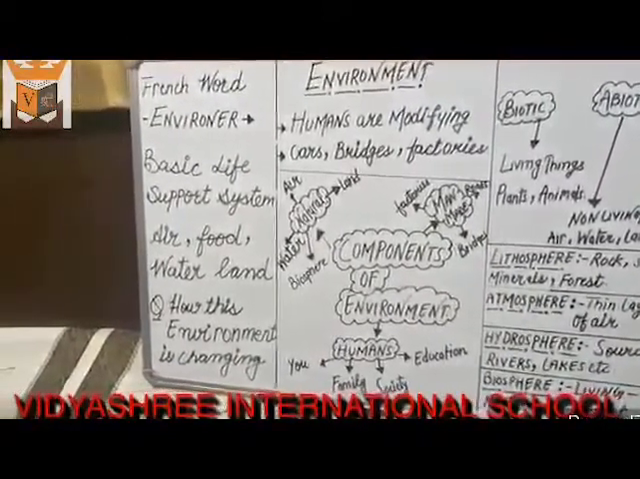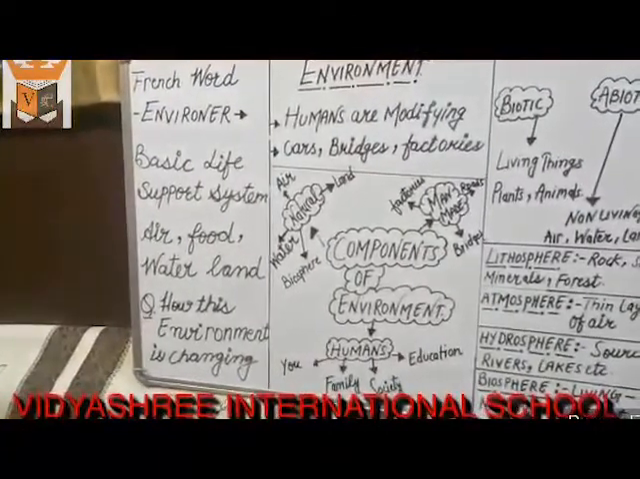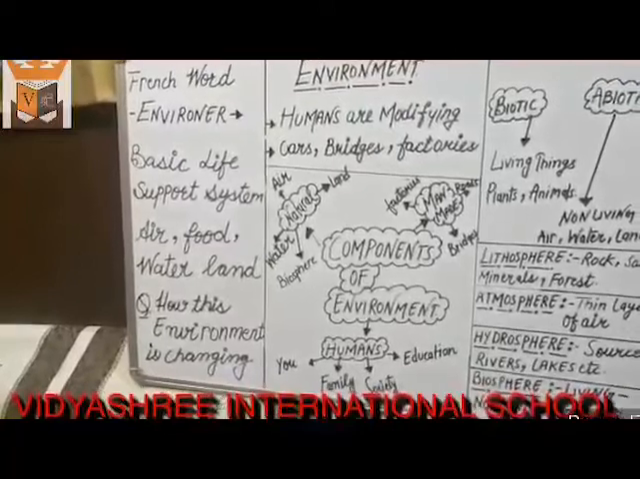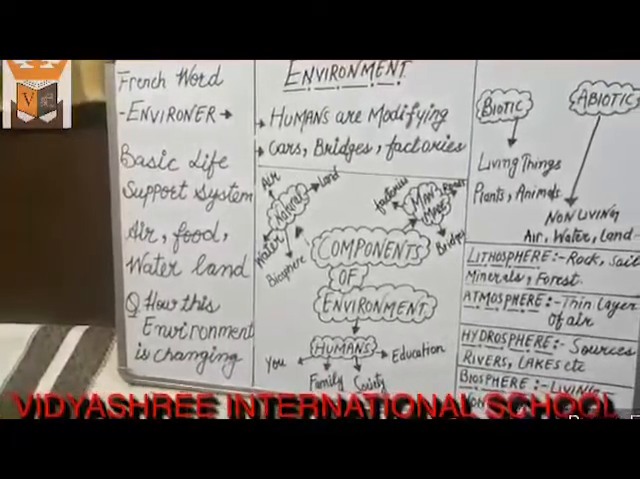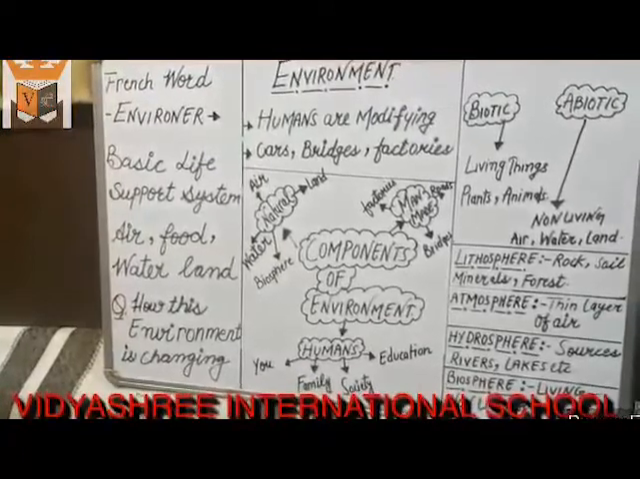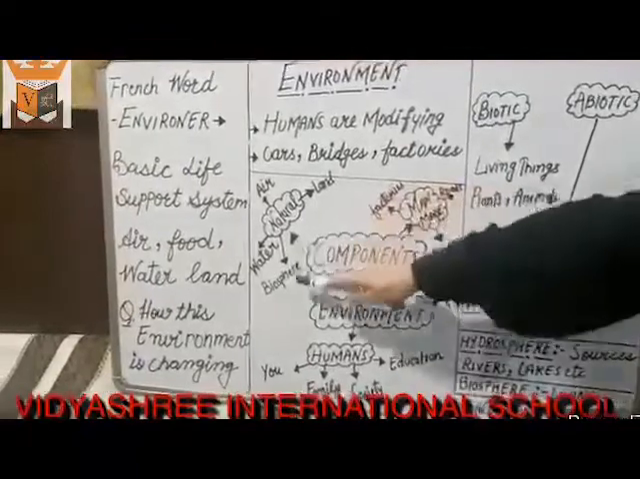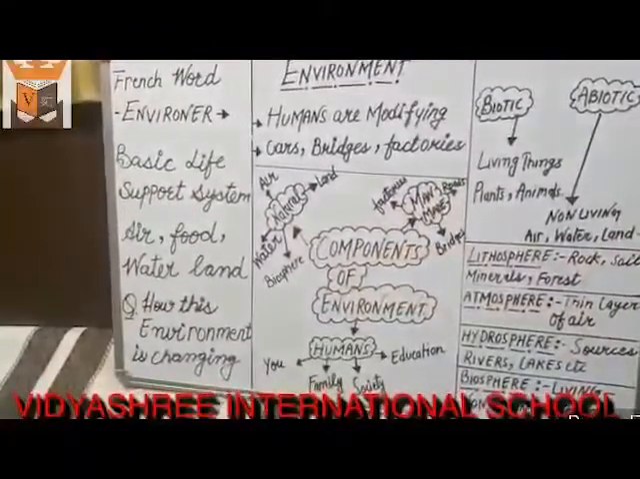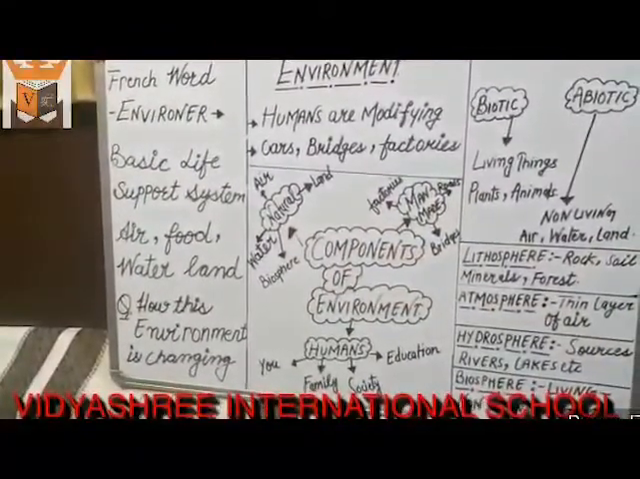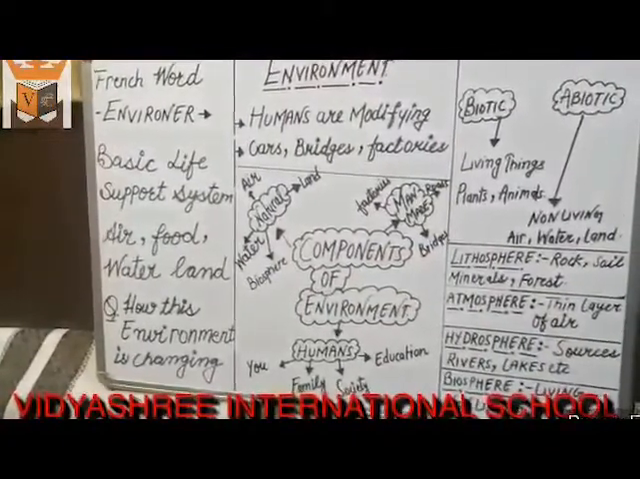Our nature is comprised of three basic things, that is land, which is called lithosphere, air, which is called atmosphere, and water, which is called hydrosphere. And when all these three components come together, they make the biosphere, where living organisms can exist, or in simple terms, we can say life can exist.